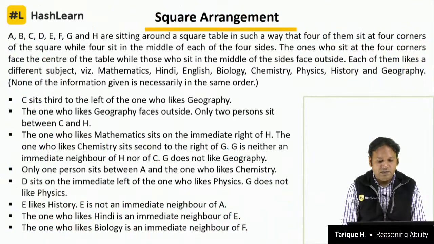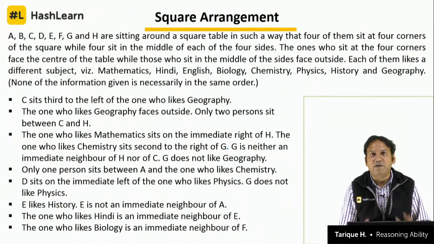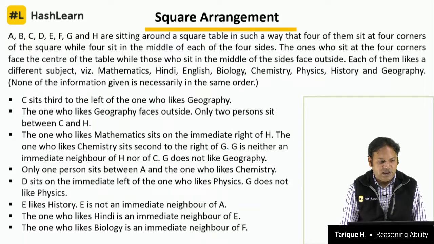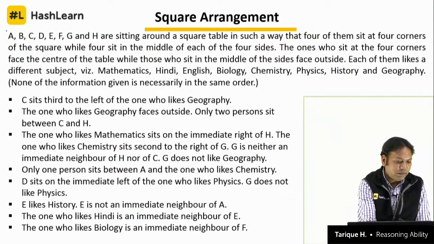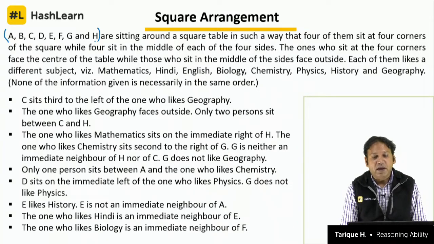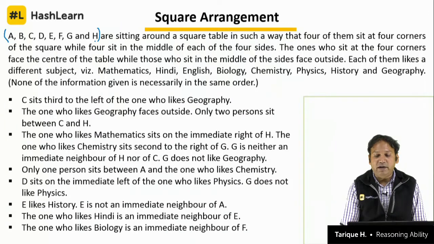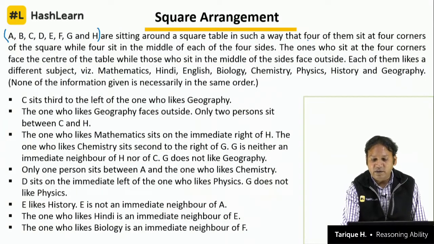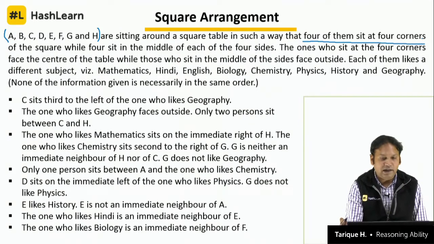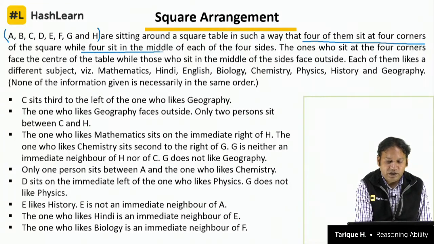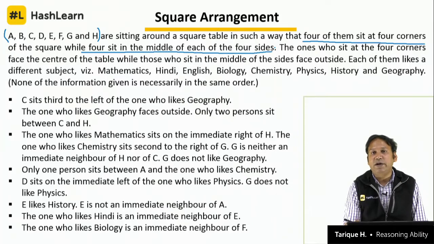Now here we have a big question, means a lot of information we have. A, B, C, D, E, F, G and H, 8 persons are there. So again we are giving them generic names A, B, C, D and so on and so forth, sitting around a square table in such a way that 4 of them sit at 4 corners, while 4 sit in the middle of each of the 4 sides. So that's already known to us.